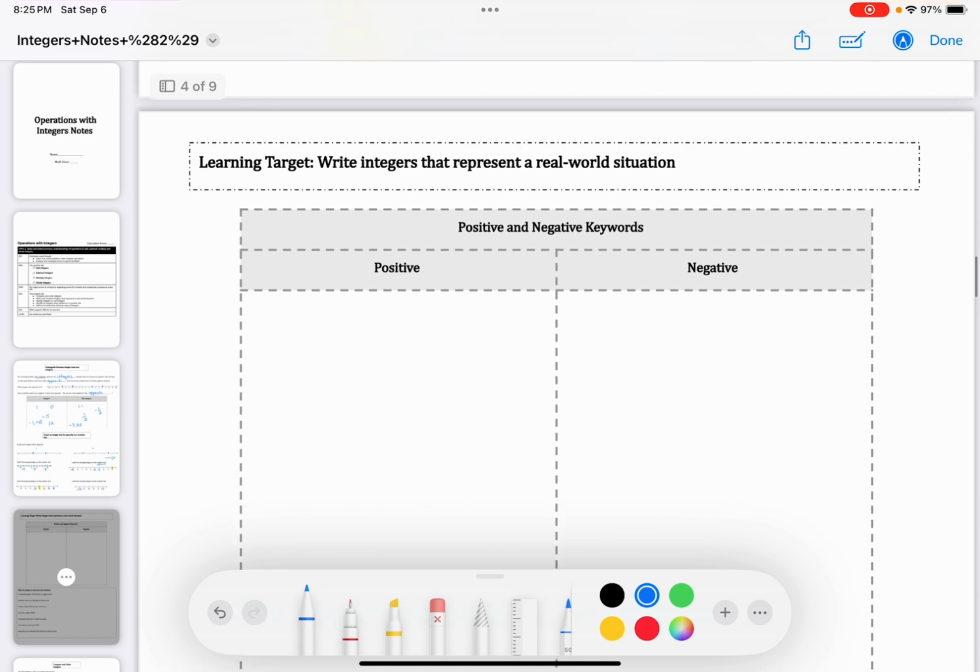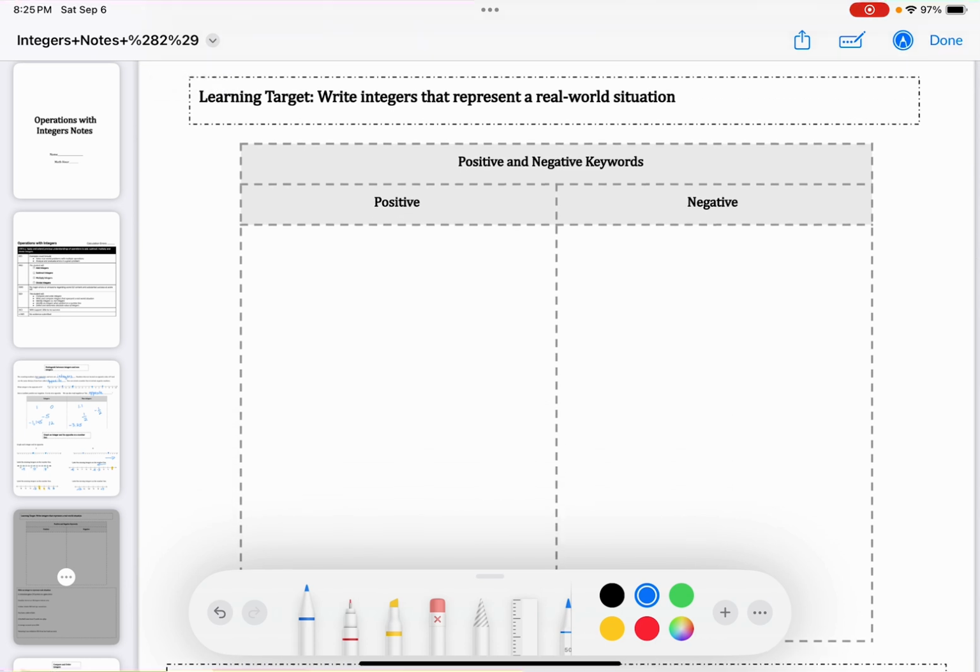All right, now integers in real-world situations. Sometimes it's pretty easy to think of if you owe money. So if you have a debt, meaning you owe money, that is a negative. If you were to win money or earn money, that would be a positive. Some other positives might be a gain, like in football, if you gain 7 yards. And the opposite of that would be to lose 7 yards.